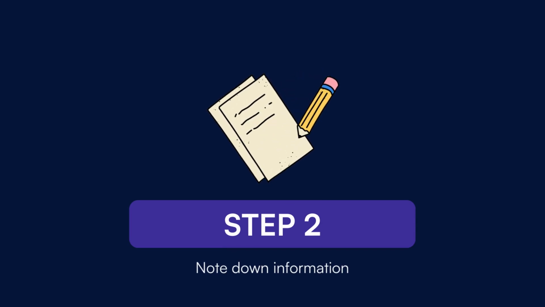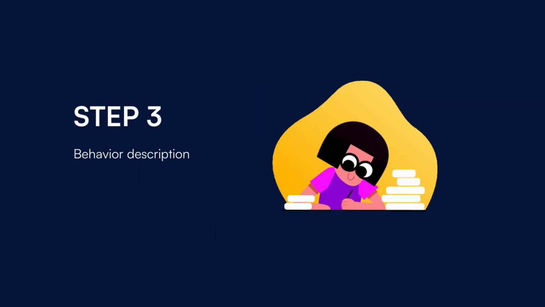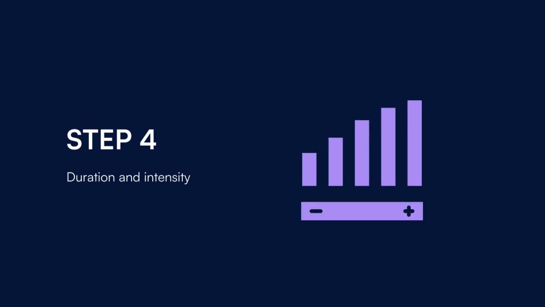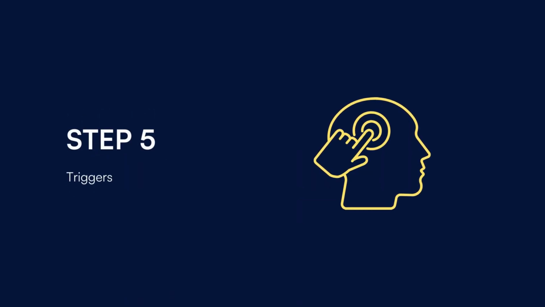Provide a specific and objective description of the observed behaviour in the designated section. Note how long the behaviour persisted, using minutes or hours as appropriate. Assess and record the intensity or severity of the behaviour using the provided scale or descriptive terms. Document any factors or events that might have triggered the behaviour, such as stresses or specific interactions.